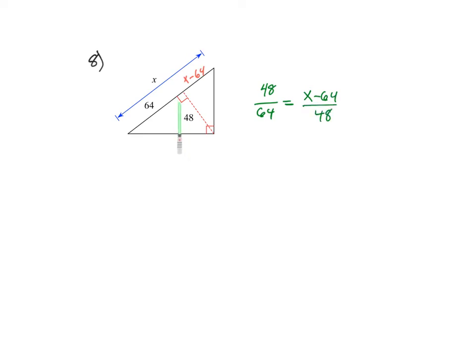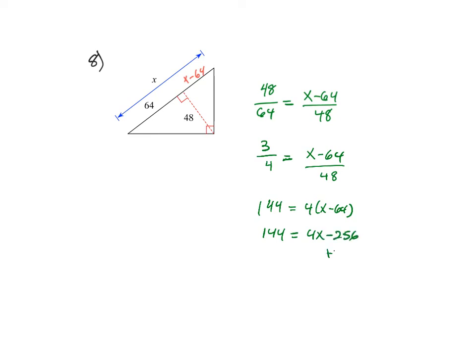When we have the altitude of that big triangle, the measure of the height, that means we are going to use that in a cross position, and the other two values are going to be in that position. So I'm going to start by simplifying that fraction. By 16, I have 3 over 4 equals x minus 64 over 48. Now I'm going to cross multiply. So 144 equals 4 times x minus 64. So 144 equals 4x minus 256, plus 256, 400 equals 4x. So x equals 100.